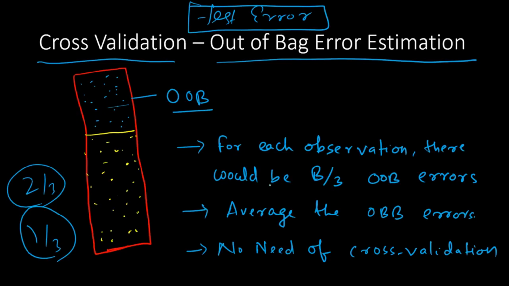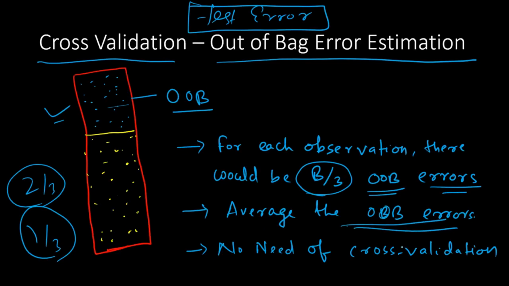So for each observation, there would be about B/3 out of bag errors, because each observation would be left out of some of the samples, and for those you have an out sample error. You aggregate that, take the average of the out of bag errors, and that is considered the test error. There is no need to do cross validation in this case. You'll get it in one go, and we'll see that when we use R, you'll get the error right away.